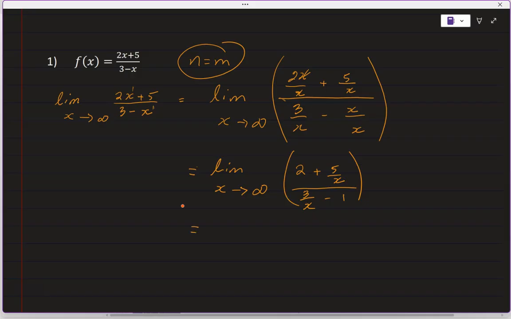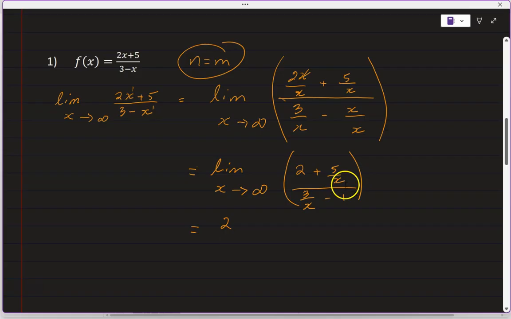Okay, and now we can employ the limit. Now 2 stays 2 on top. That's not going to change. For the second term, 5 over x, x approaches infinity, so 5 over x, 5 divided by a huge number, becomes closer to 0.